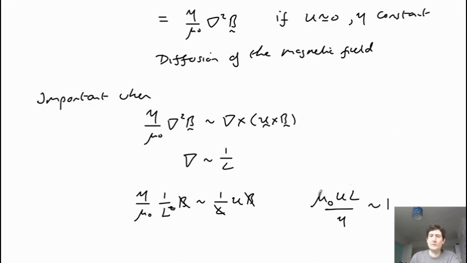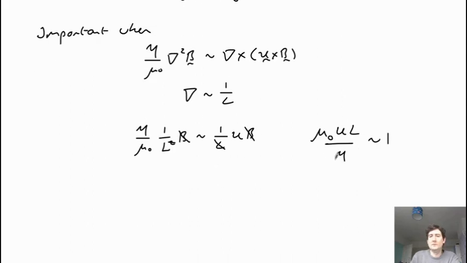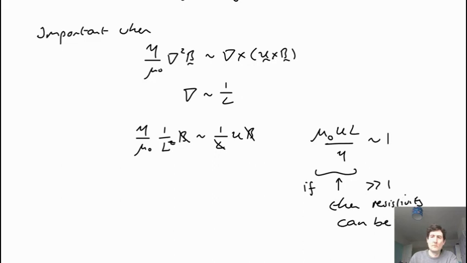in this term here we have mu naught, L, U is a typical velocity, L is a typical length, and here the resistivity, and this is important when this is roughly 1. If resistivity is high enough and this is smaller than 1, then resistance dominates, and if it's larger than 1, then the induction term, the U cross B term, is bigger. So if this term is much bigger than 1, then we have ideal MHD, and this resistivity can be neglected. If this is 1 or smaller, then resistance is important.